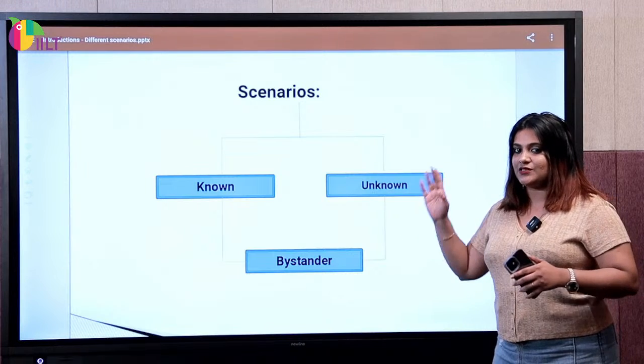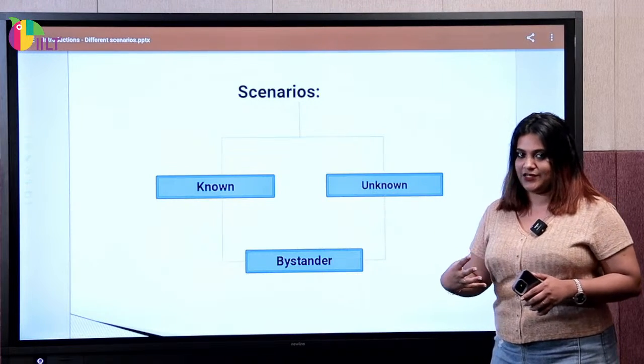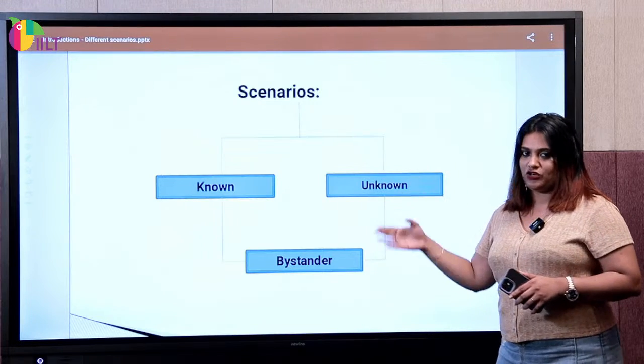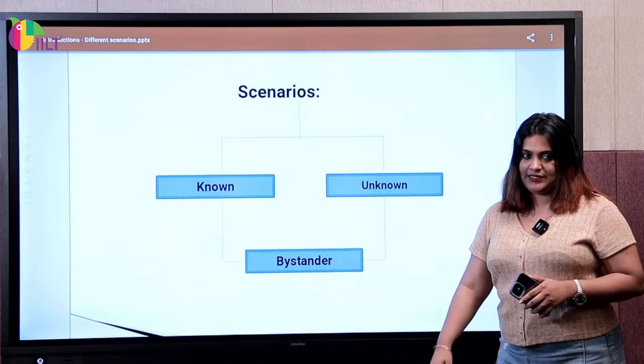Again, I'm not telling you this is the theoretically approved way of doing it. No, it is not. It's just for your understanding. It's a general explanation that you can club it into two cases, like known cases and unknown cases, and one exclusion is that we have the bystander cases also.